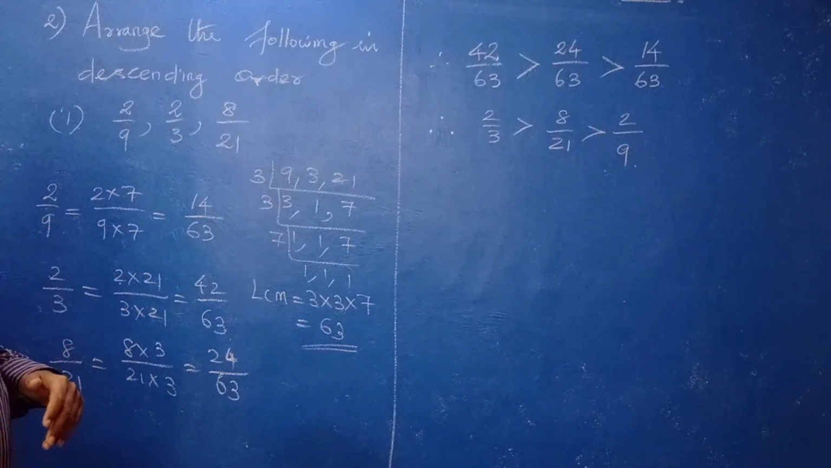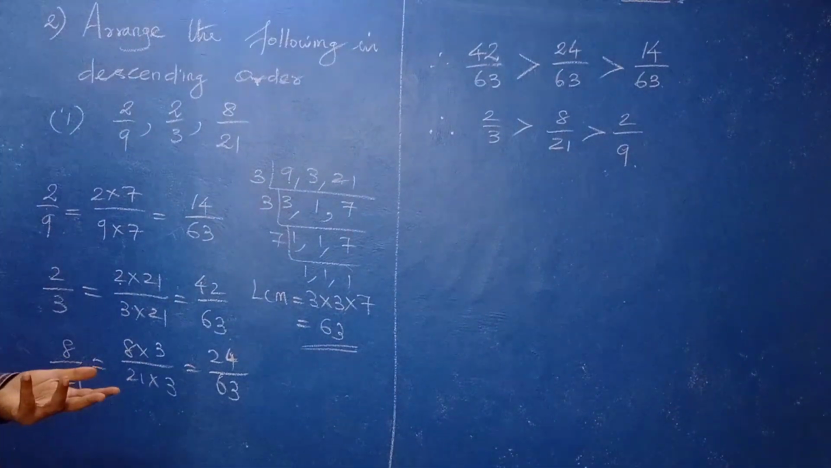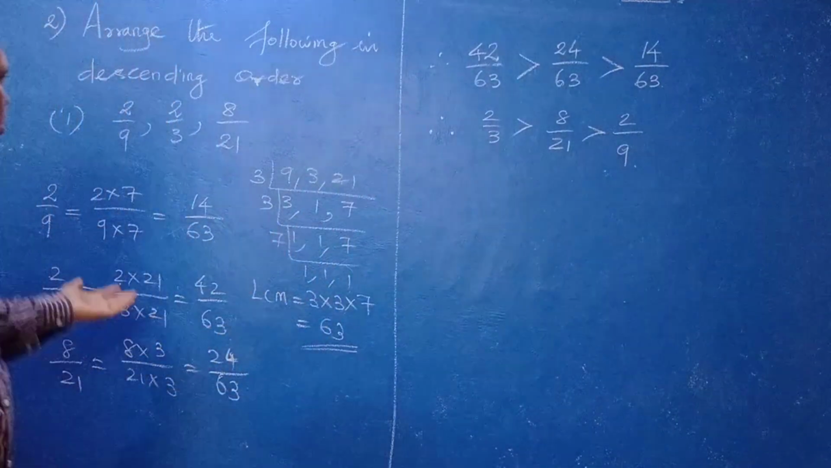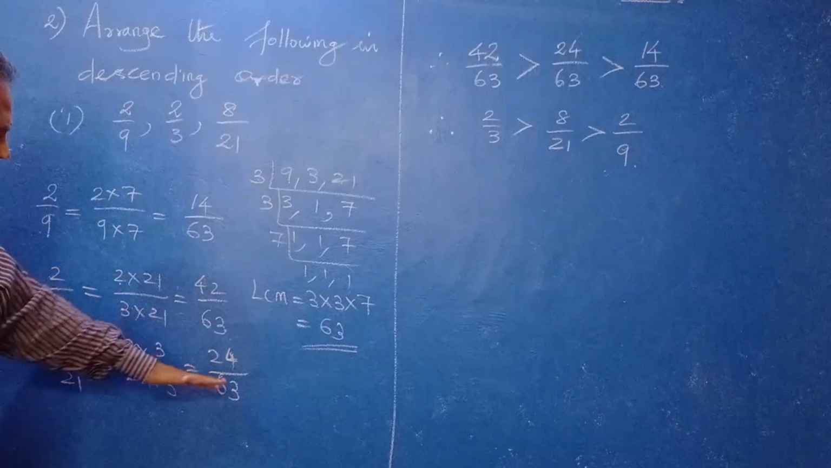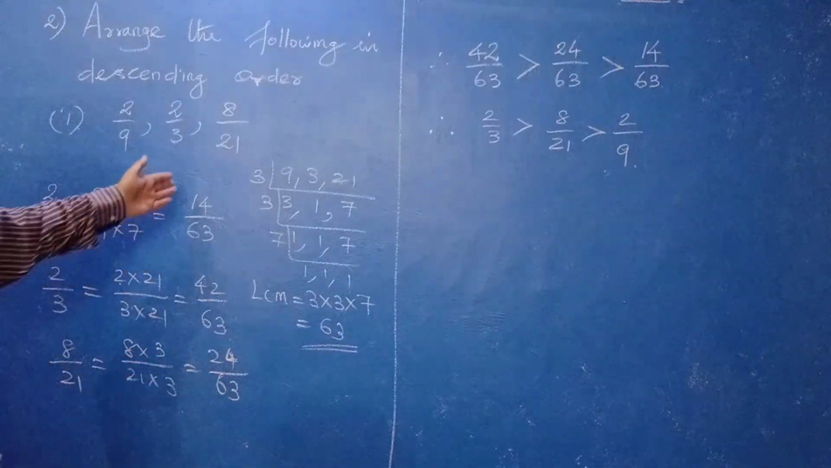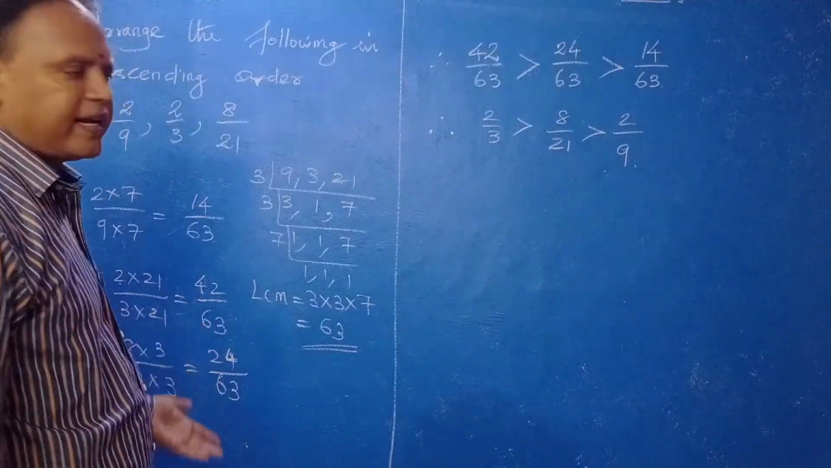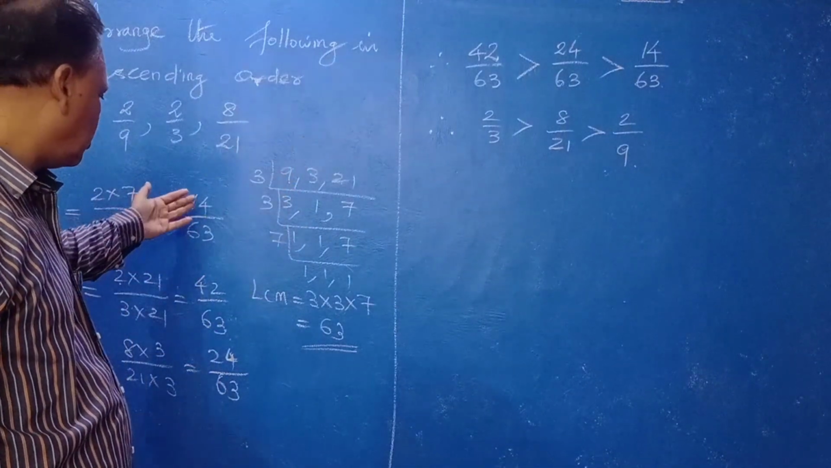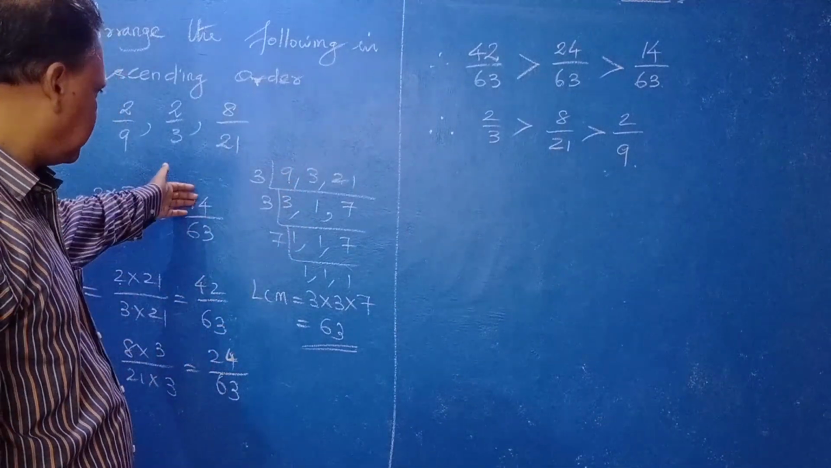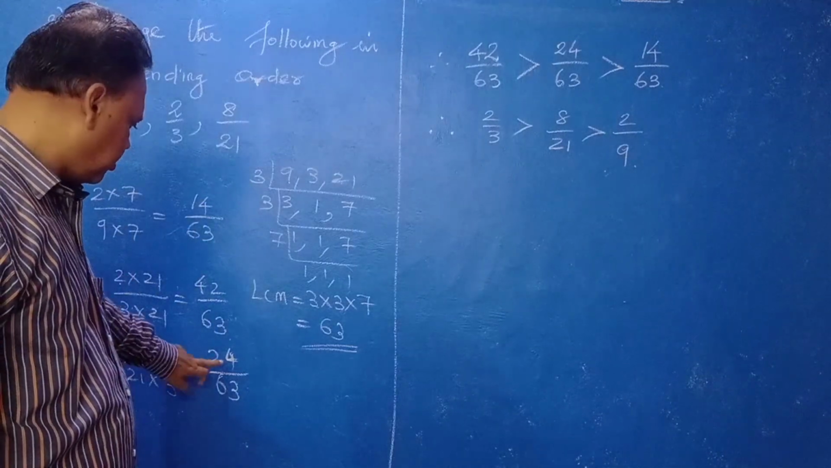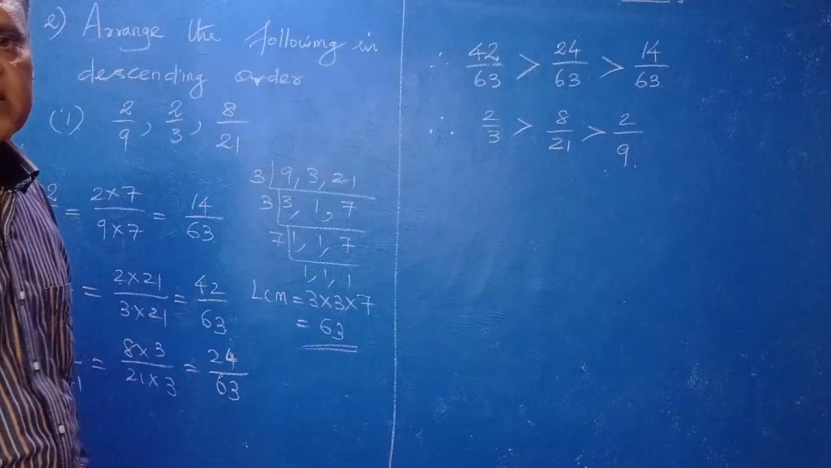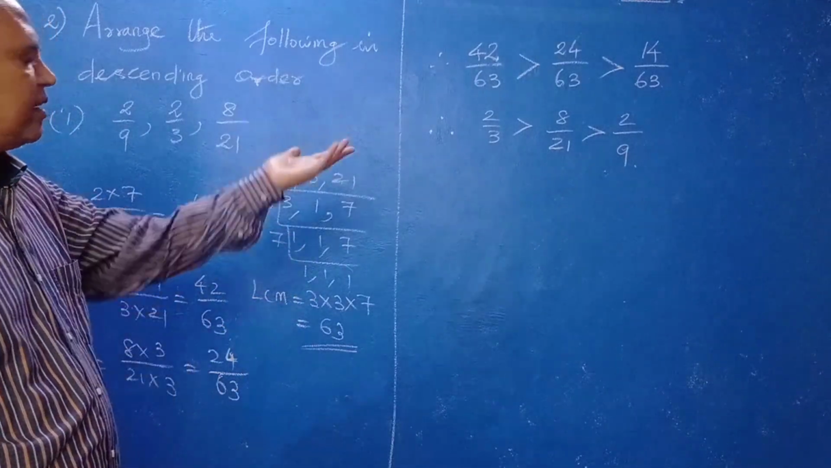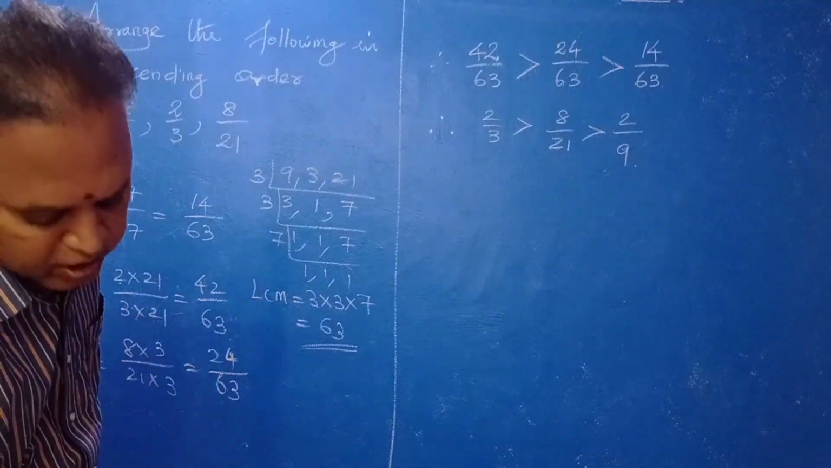Clear? So like this you can do ascending order also. Ascending order means what? Small to big you have to write. Same way: make all the denominators the same, then see the numerators, then just write in reverse. That is small to big. First this one will come, then 24, then 42. So like this you write small to big. That is ascending order.